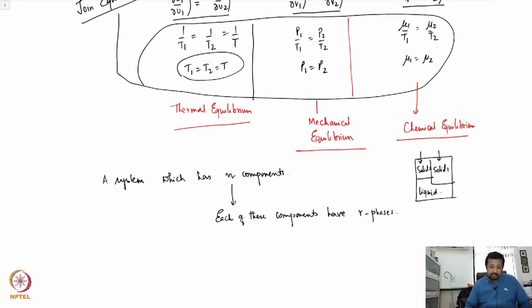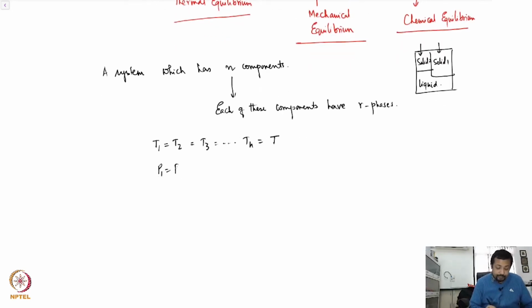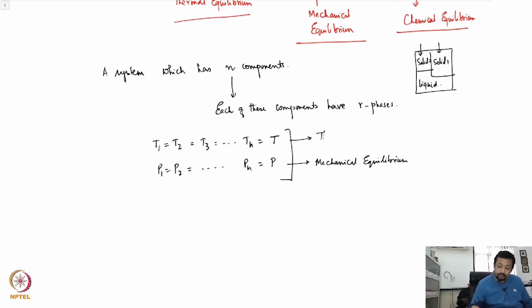Now we have clearly seen what the joint equilibrium means. So let's write down. The temperatures T1 through Tn must be equal to the temperature T. We will take the case of a hydrostatic system, and therefore we will write down that the pressures must all be equal. These are the trivial things. There is a balance of mechanical force, which is the mechanical equilibrium, and this is the thermal equilibrium.